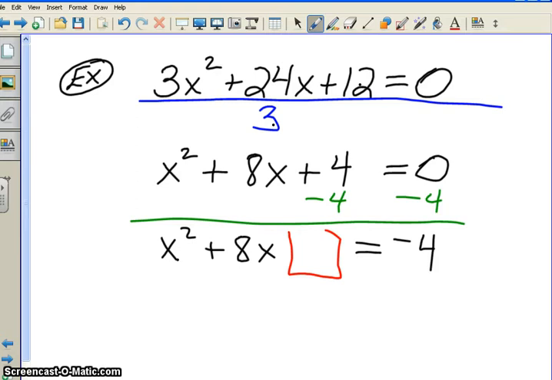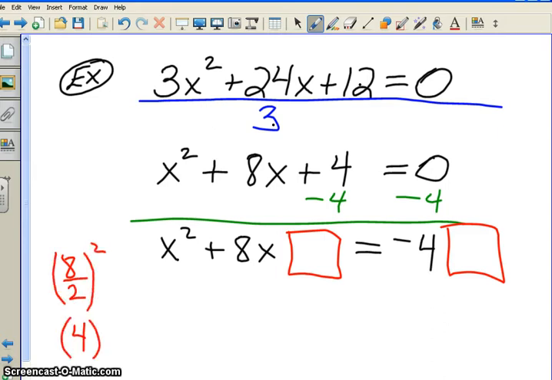So our magic number here that we're going to have to add to both sides of the equation, b is 8, so I'm going to take 8, cut it in half, which would make 4, and 4 squared makes 16. There's my magic number, plus 16, plus 16. Over on the right, we can combine those together. Negative 4 plus 16 makes 12.